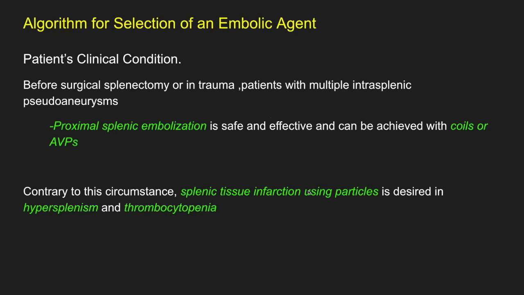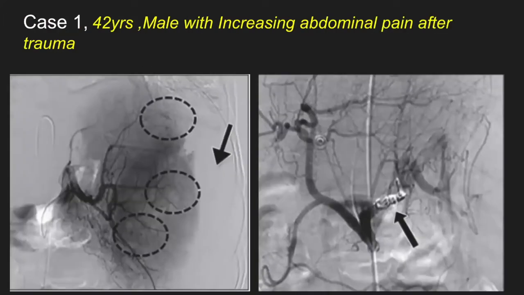Before surgical splenectomy or in trauma, for a patient with an intrasplenic aneurysm, here you'd want to do proximal splenic embolization, which is effective using coils or plugs. In contrast to this, for a patient with splenic tissue infarction, using particles is desired for hypersplenism and thrombocytopenia. So now we have different cases, and we'll see how they chose their embolic materials.